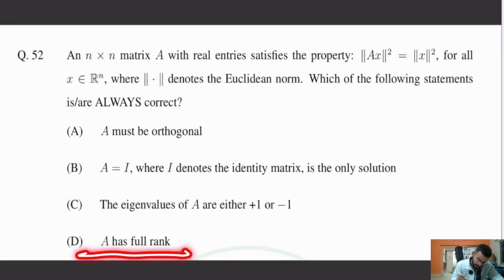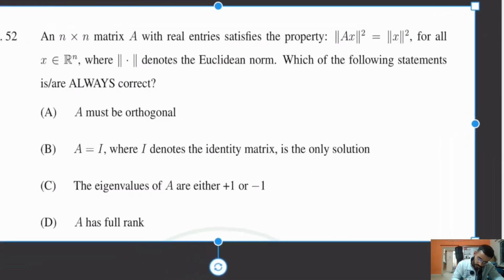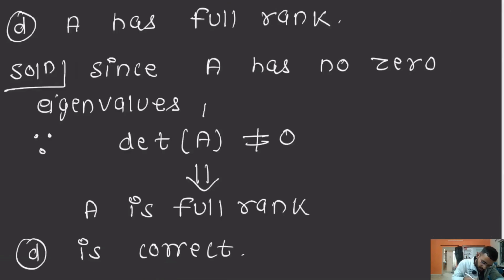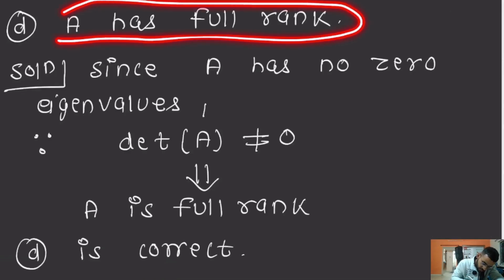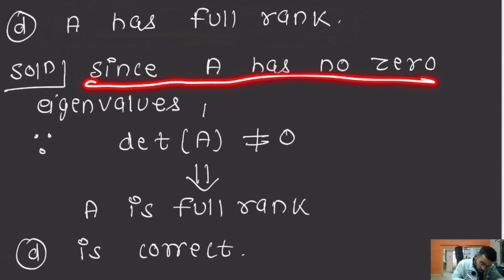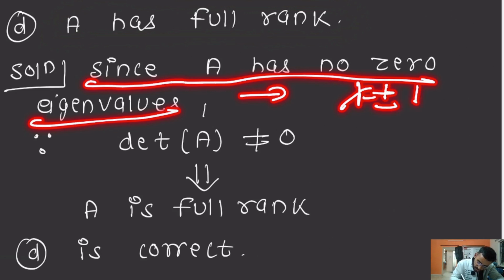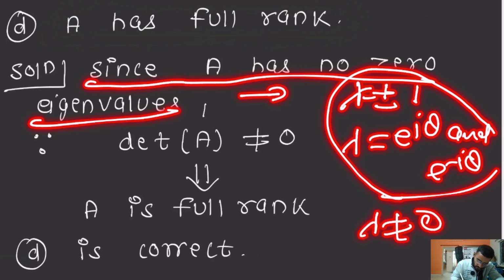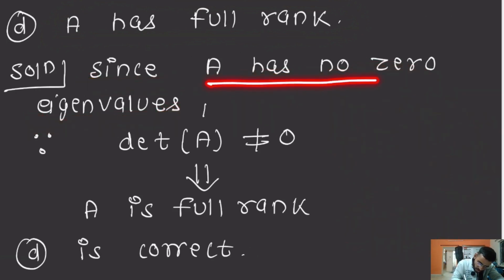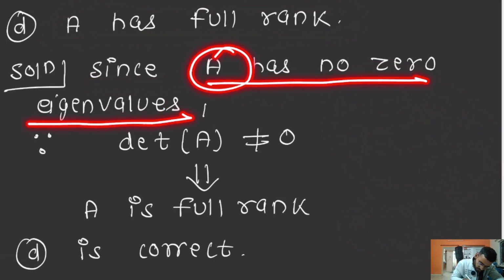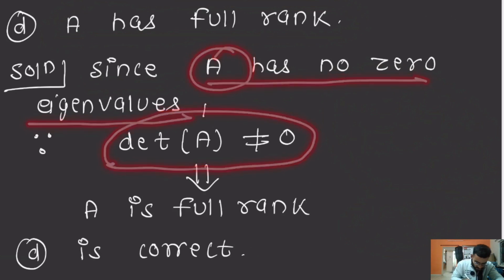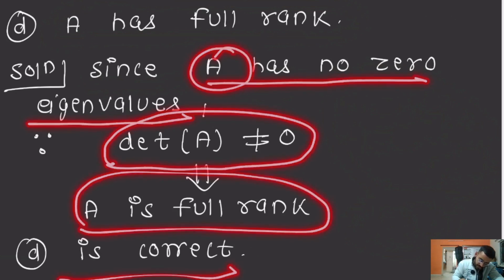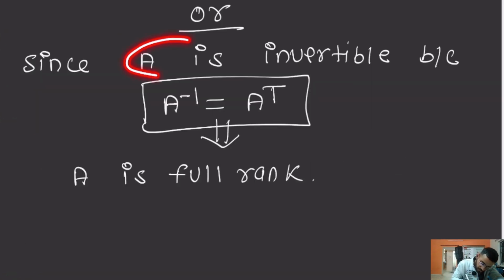Fourth is, A has full rank. So option D is A has full rank. We have that A has no zero eigenvalue, which means either lambda is equal to plus or minus 1, or lambda is equal to e power i theta and e power minus i theta. Lambda is not equal to 0 in both cases. Hence, since A has no zero eigenvalue, the determinant of A is not equal to 0 and A is full rank.